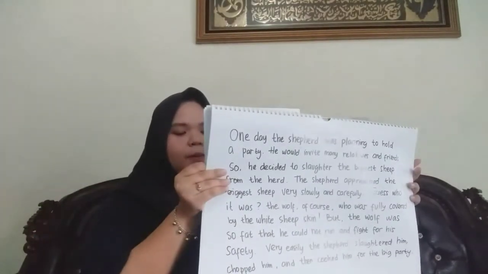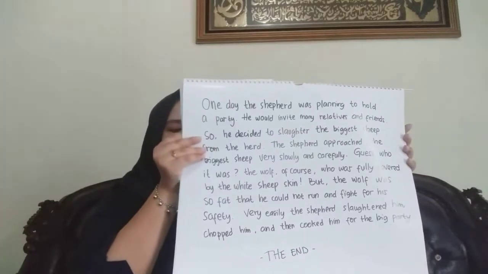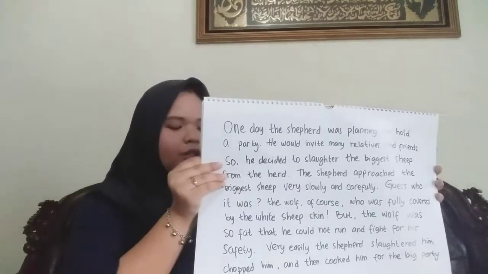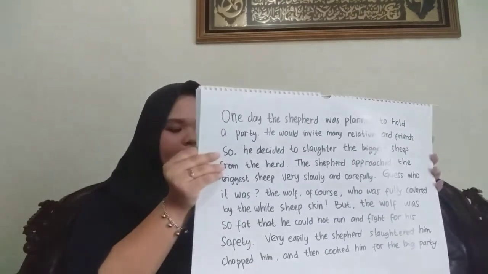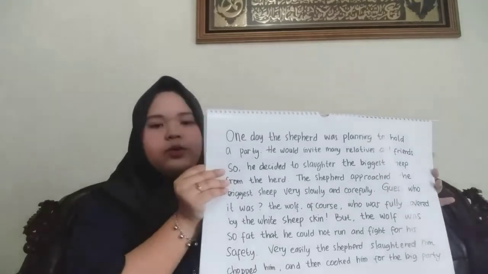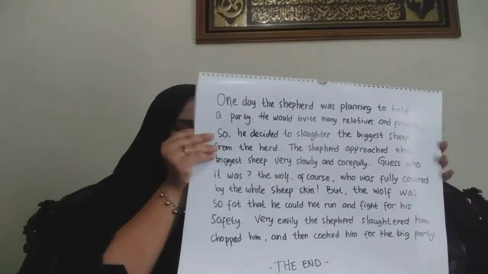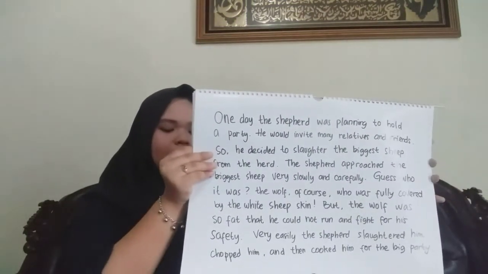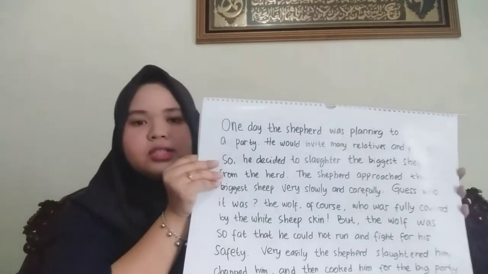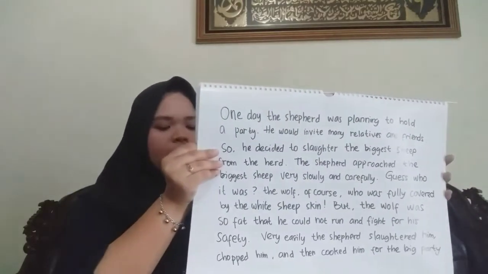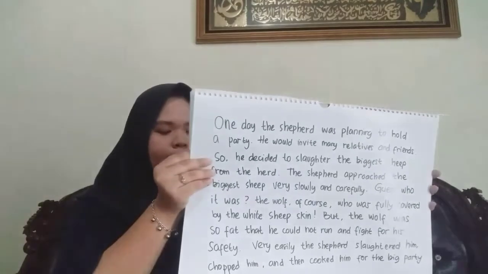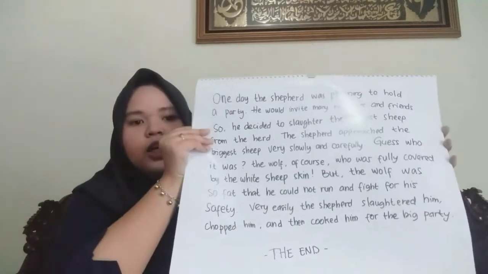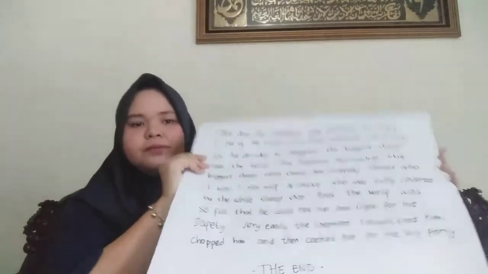One day, the shepherd was planning to hold a party. He would invite many relatives and friends, so he decided to slaughter the biggest sheep from the herd. The shepherd approached the biggest sheep very slowly and carefully. Guess who it was? The wolf, of course, who was fully covered by the white sheepskin. But the wolf was so fat that he could not run and fight for his safety. Very easily the shepherd slaughtered him, chopped him, and then cooked him for the big party. The end.